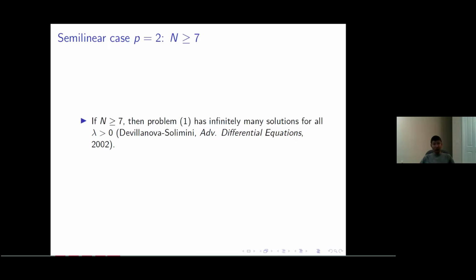solution results. When p is equal to 2 and n is bigger than or equal to 7, this problem has infinitely many solutions for all positive lambda. This is a result of Devillanova and Solimini in 2002. So n bigger than or equal to 7 is what's called the high dimension, and less than or equal to 6 is called the low dimension. So this is the high dimensional case where you have infinitely many solutions for all positive lambda.